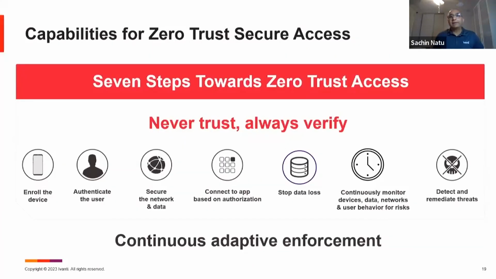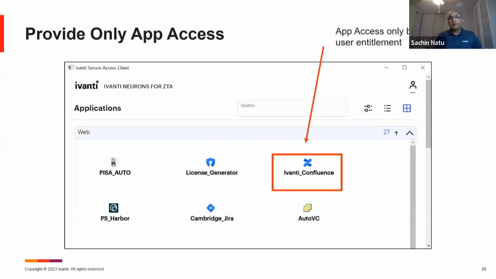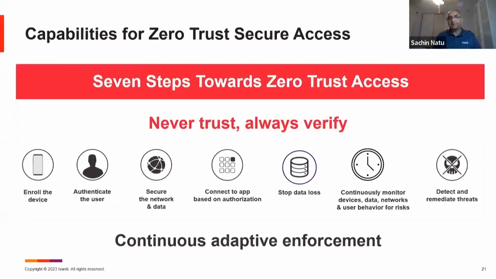The second part is connecting to the applications. This is where you're not connecting to the network, you are connecting to the applications. And as I showed, I connected to the Ivanti Confluence as my last application. As an admin, you could see what the application access was, as Sachin did. And if I was doing something fishy, you would know immediately and you can stop immediately. And again, this is application-only access, not network access.